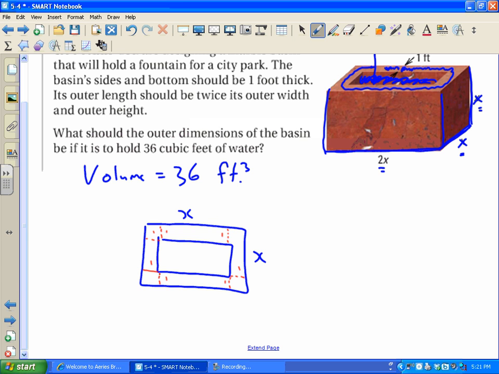Oh, I forgot to put 2x there. There you go. So I know that the overall distance on the outside from here to here is 2x. But if I want the inside distance, what I have in black there, that's going to be the outside distance, 2x, but I need to take away my 1 foot of length and that 1 foot of length. So my black line distance, which is the inside, will be 2x minus 2. Again, minus a foot, minus a foot.